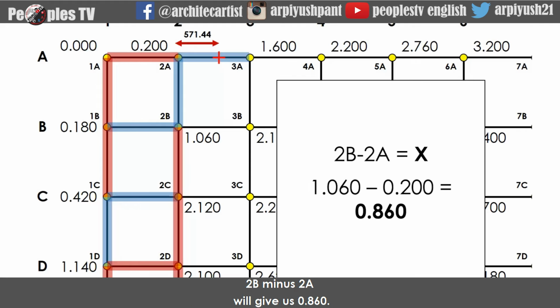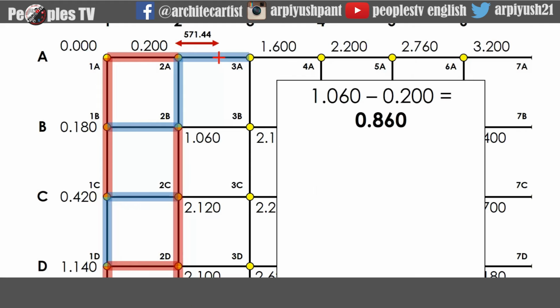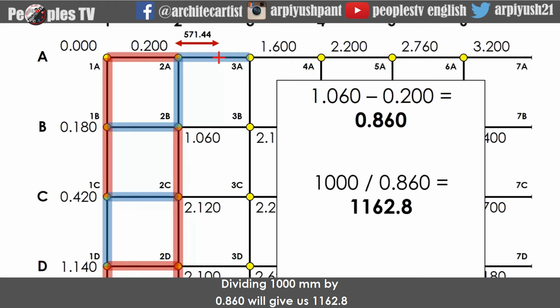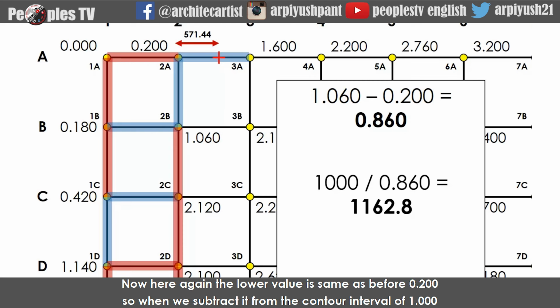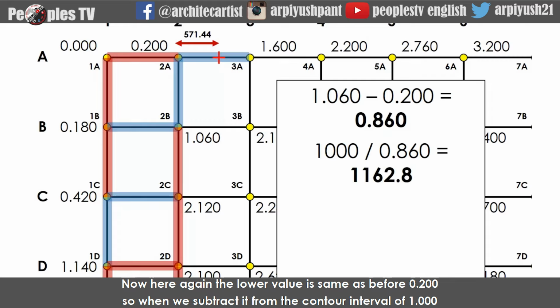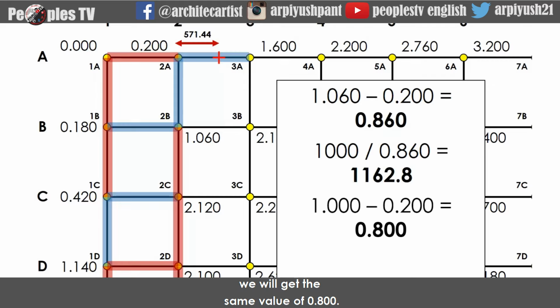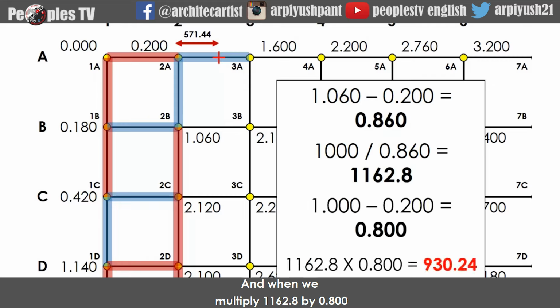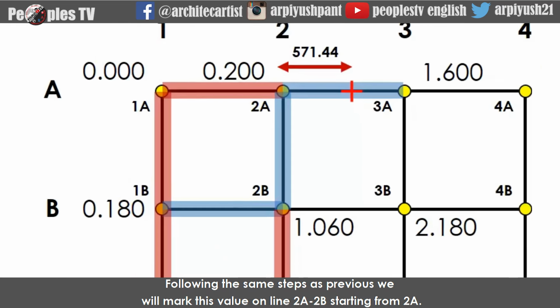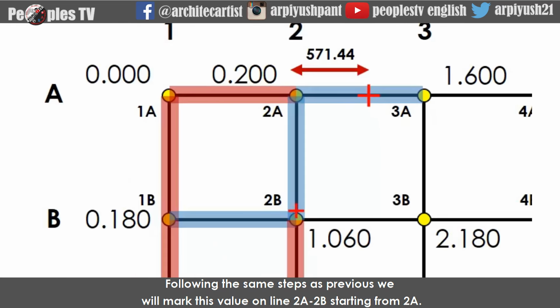2B minus 2A will give us 0.860. Dividing 1000 by 0.860 will give us 1162.80. Now here again the lower value is the same as before, 0.200. So when we subtract it from the contour interval of 1 meter, we will get the same value of 0.800. And when we multiply 1162.80 by 0.800, we get the value as 930.24. Following the same steps as previous, we will mark this value on line 2A 2B starting from 2A.